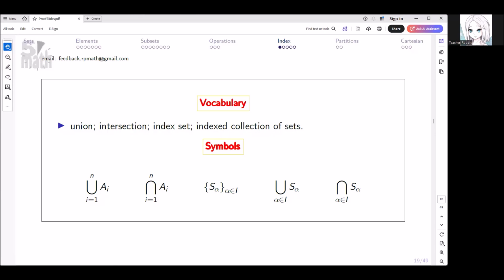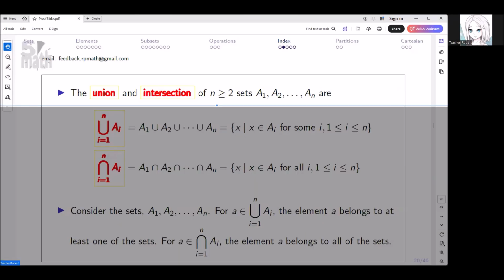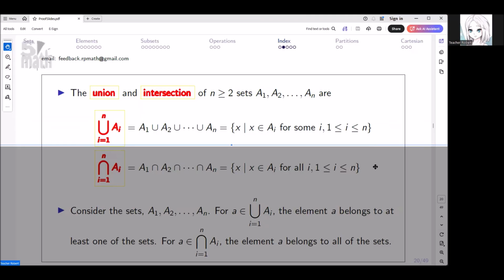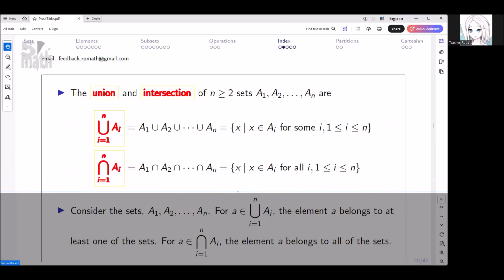Vocabulary: union, intersection, index set, index collection of sets. Symbols: The union and intersection of n greater than or equal to 2 sets A1, A2, and so on, An, are this and that.